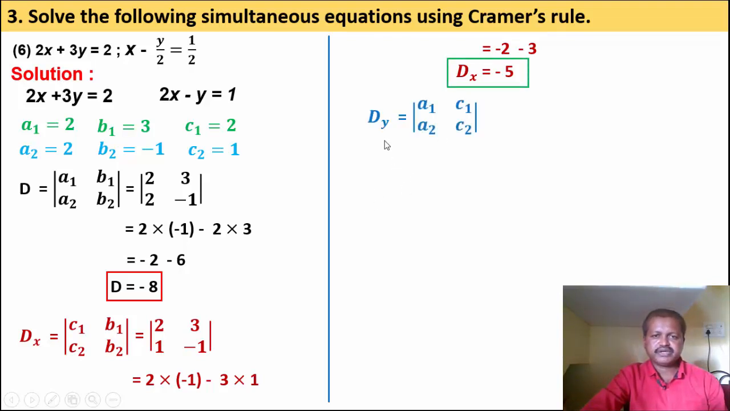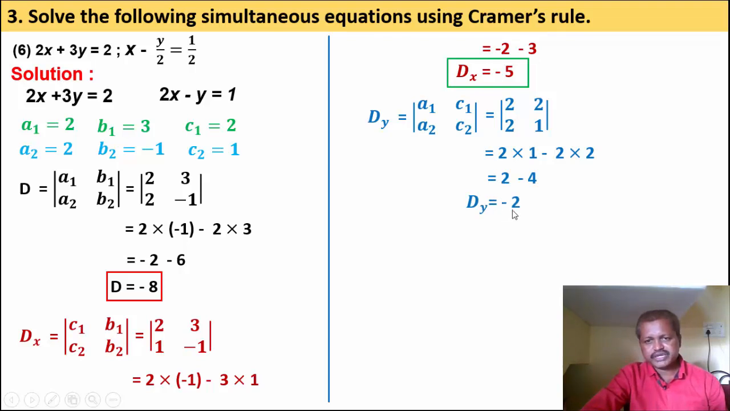Now calculate the value for dy, a1 c1 a2 c2. Put the values, 2 2 for a1 c1 and 2 1 for a2 c2. Now take cross multiplication, 2 into 1 minus 2 into 2. Now 2 into 1 is 2 and minus 2 into 2 is 4. So right here 2 minus 4 and you get the answer dy is equal to minus 2. So this is the value for dy.